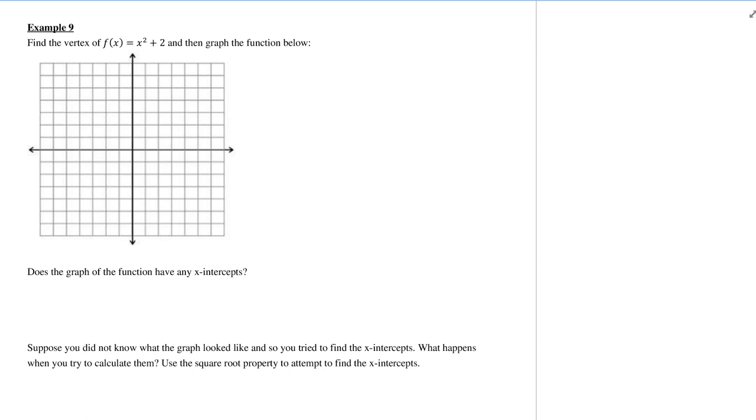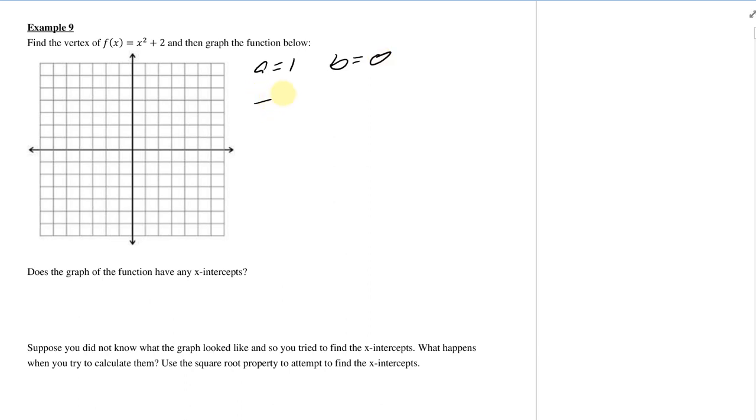Okay, so we've been talking a whole lot about the vertex formula, so I want you to actually find the vertex of this function here. And just to give you a little bit of a hint, in this case, my a would be 1. Notice that there is no b, so my b would just be equal to 0. So I want you to find the vertex of this and then hit play when you're ready.